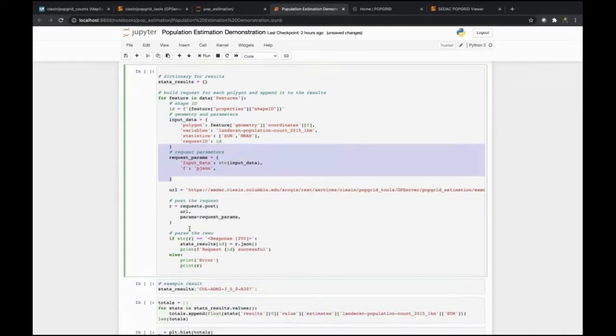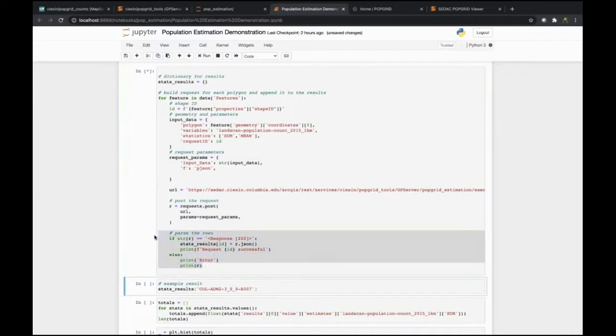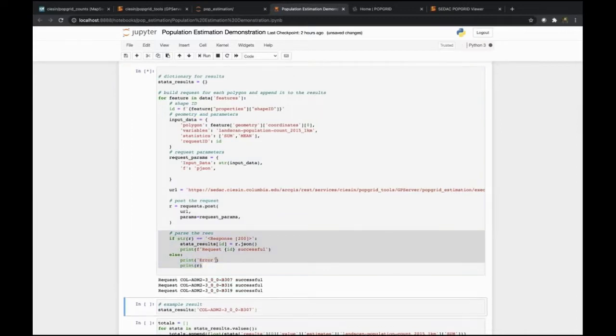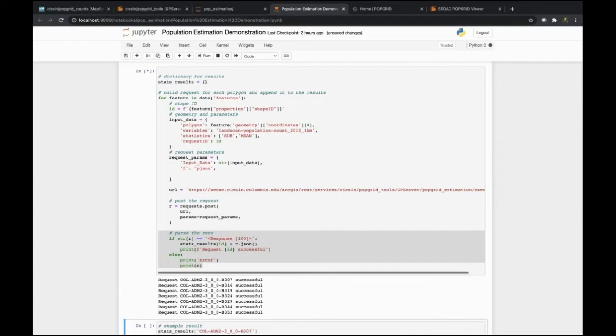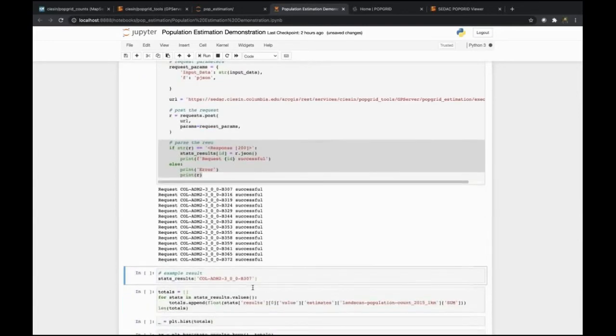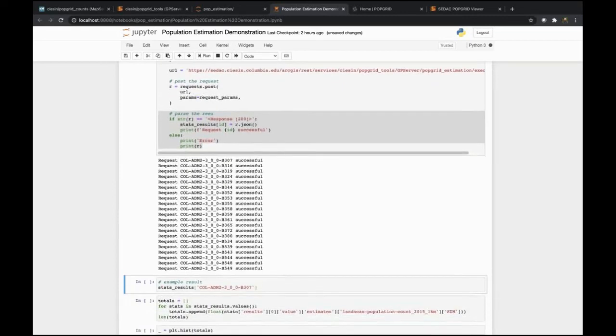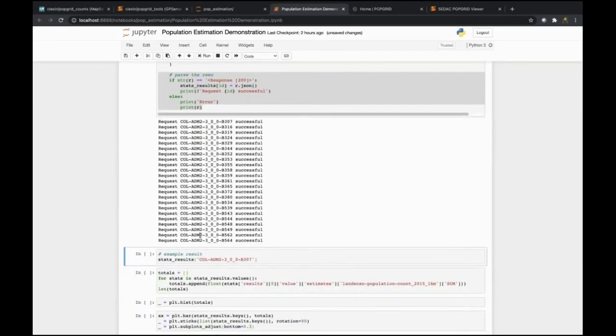Actually, this is the bit of code that makes the request. And then the request is returned, and I handle the output. And if there's an error, it's going to print error. Otherwise, for each admin unit, it tells me that the request was successful. And it looks like we're hitting the server at a good time. It's not overloaded because all the requests are successful.